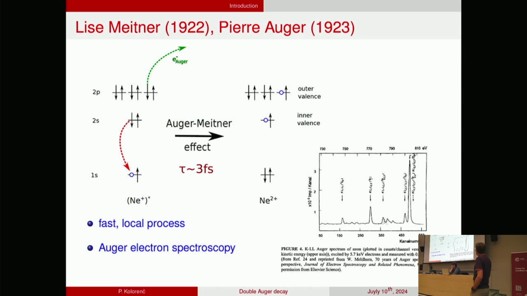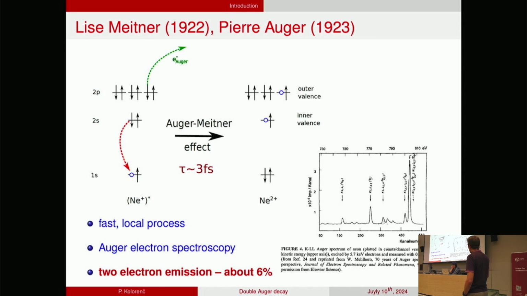And if you collect those Auger electrons, you will see that you will get discrete lines which correspond to the electronic structure of the atom or molecule or whatever. But it's not the whole story.